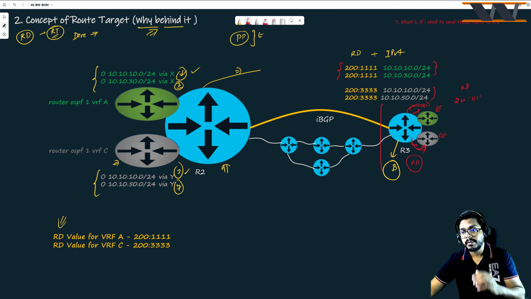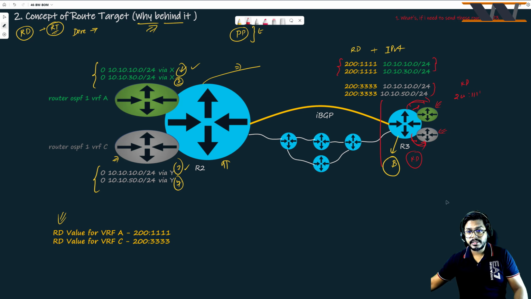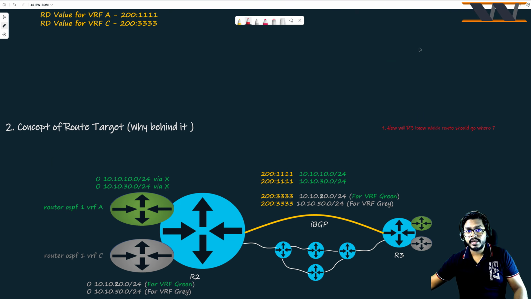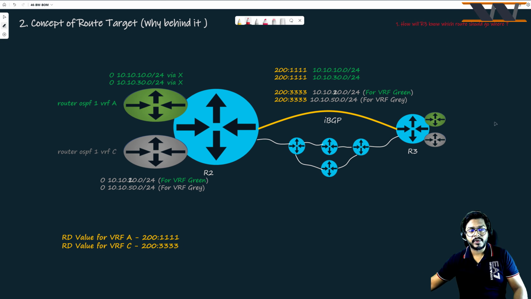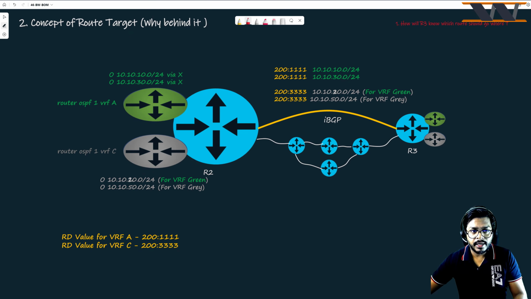And that problem I'm going to explain on the next board, which is exactly going to talk about why we cannot do that simply on the basis of RD. Let's see here. Again, the topology is the same. This one is the green VRF and this one is the gray VRF, and I have changed this route. Route number one is changed a little bit from 10.10.10.0 to 10.10.20.0, and here is my problem.